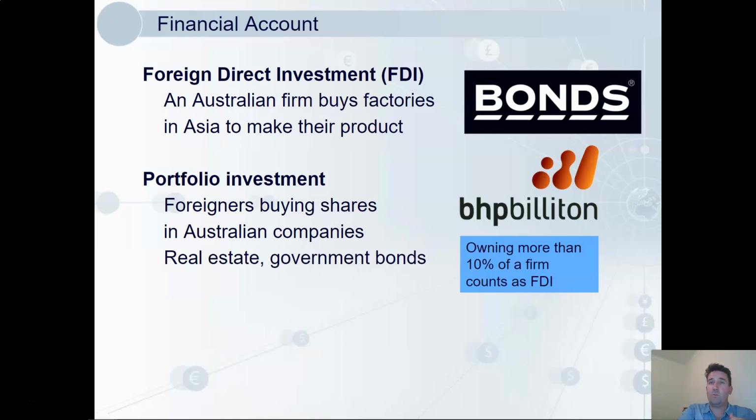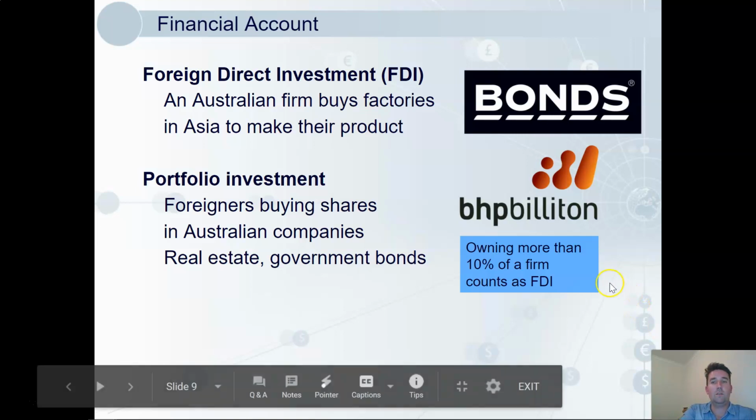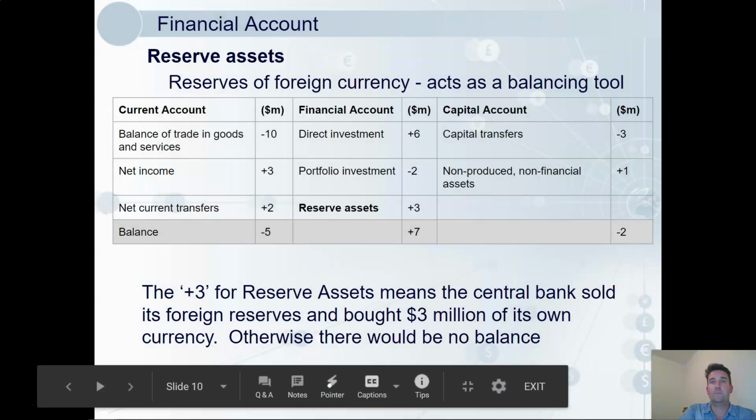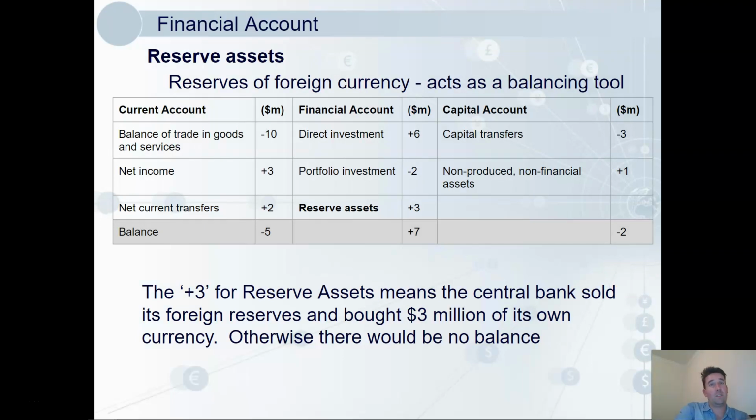If a firm or individual buys more than 10% of a company, we count this as direct investment, as this is generally a more long-term investment. A few shares could be bought one day and sold a week later, so that's considered more short-term. The last component is reserve assets. These are assets that the central bank holds of foreign currencies.